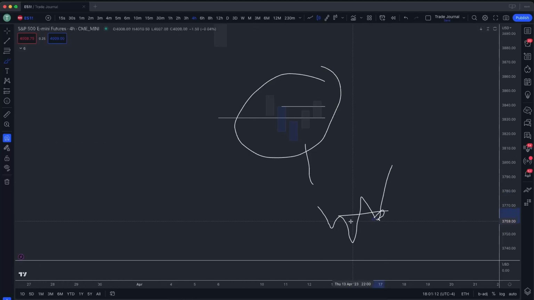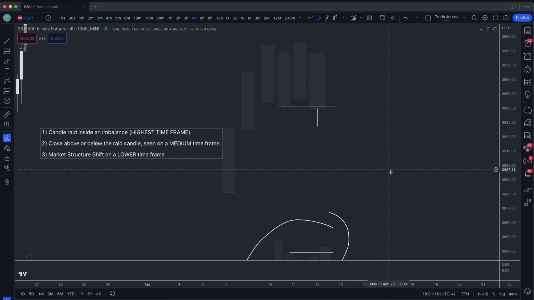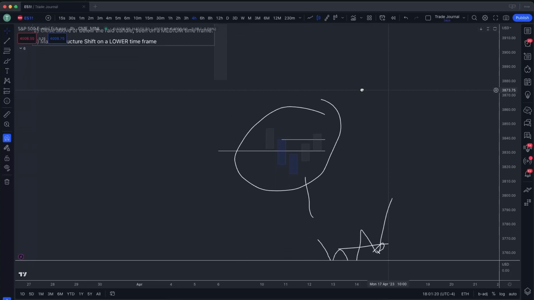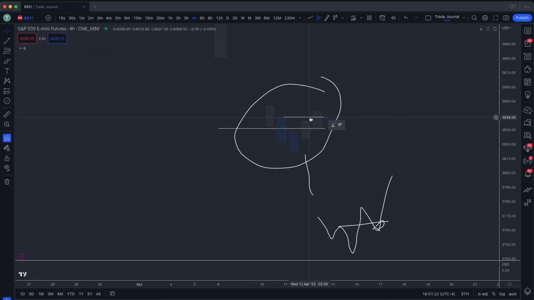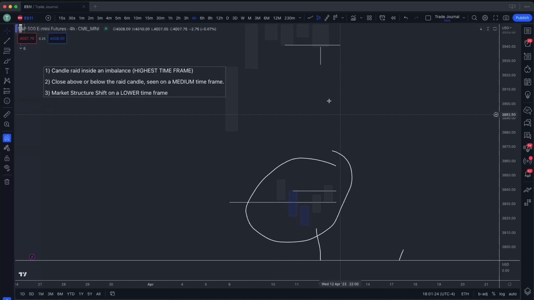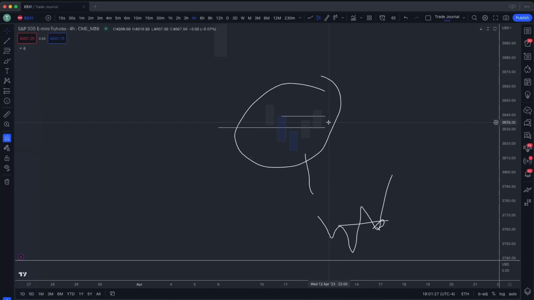But even if you don't have all of this, let's say this was playing out on a higher time frame, like a daily chart or even a weekly chart, just seeing this closure above after this raid can be enough to formulate a bias for the next week or the next day or so. And that's why I say this is a short-term bias.